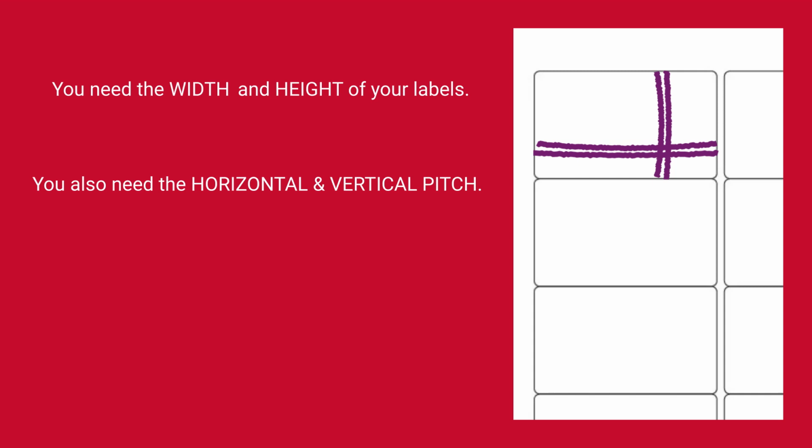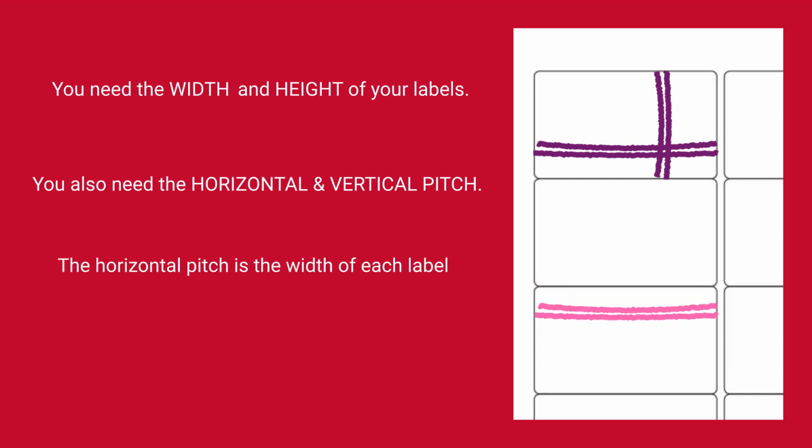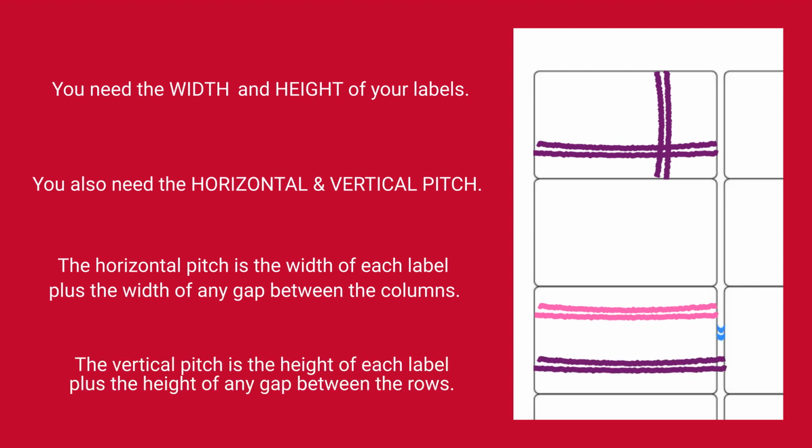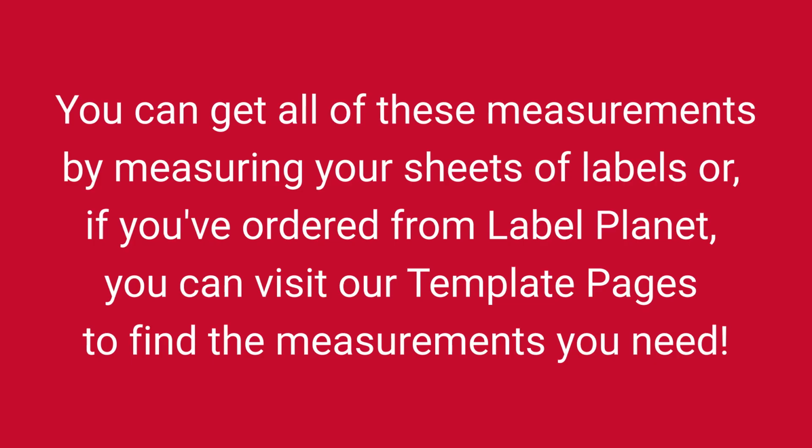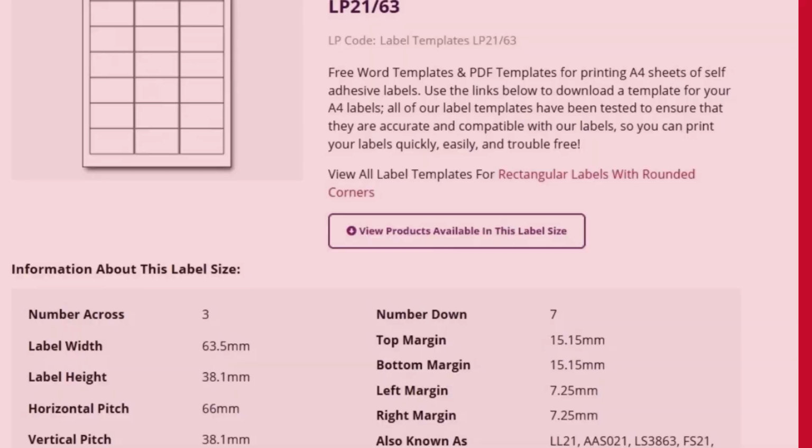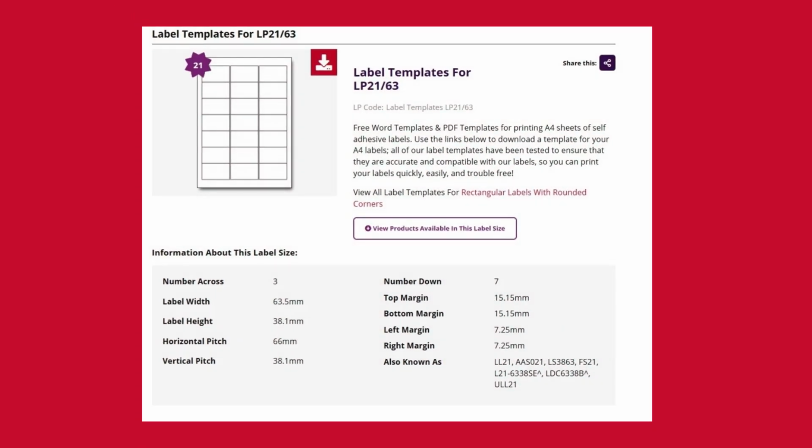You also need the horizontal and vertical pitch. The horizontal pitch is the width of each label plus the width of any gap between the columns. The vertical pitch is the height of each label plus the height of any gap between the rows. You can get all of these measurements by measuring your sheets of labels, or, if you've ordered from Label Planet, you can visit our template pages to find the measurements you need.